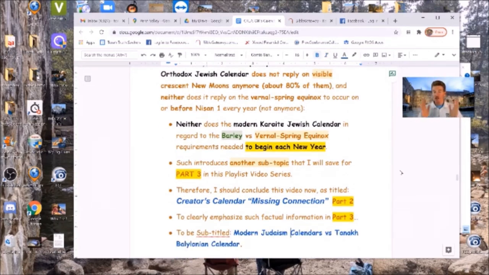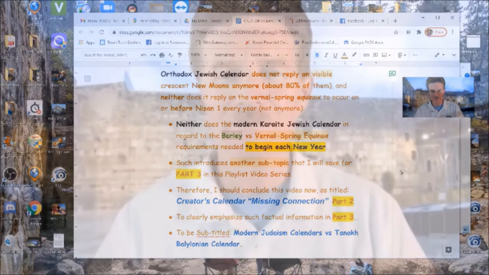to be subtitled Modern Judaism Calendars, that's plural because of the Karaites, versus the Tanakh Babylonian calendar, because the month names are written in the Tanakh, to look at the differences there.